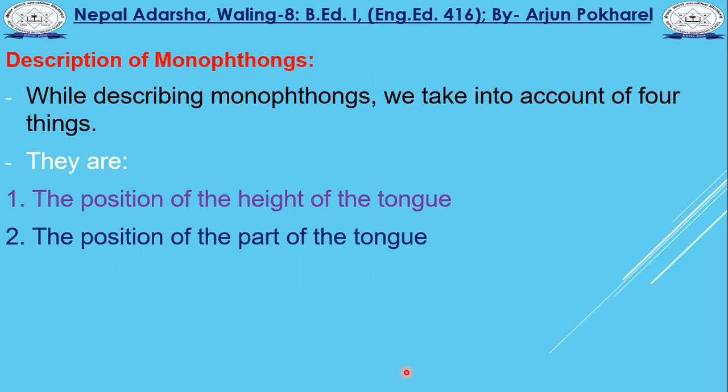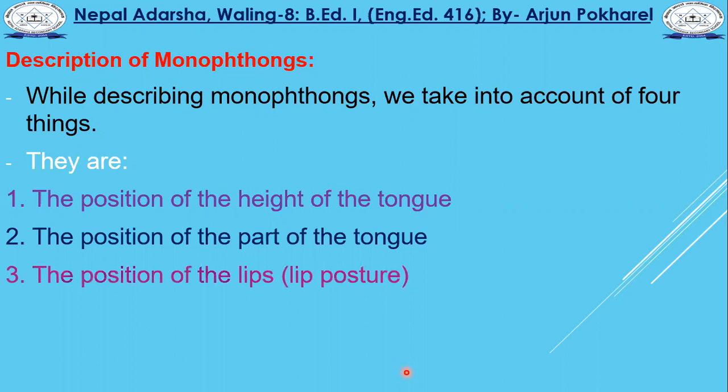monophthongs? On the basis of that, we try to find out the position of the part of the tongue. Sometimes the tip of the tongue, sometimes the blade of the tongue, sometimes the back part of the tongue is raised towards the palate, and the monophthongs or the vowel sounds are produced.